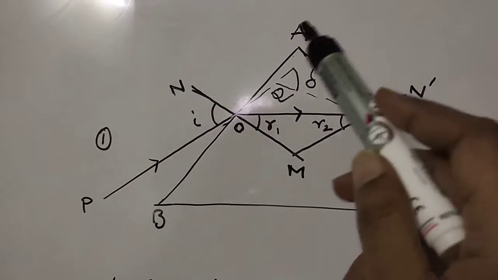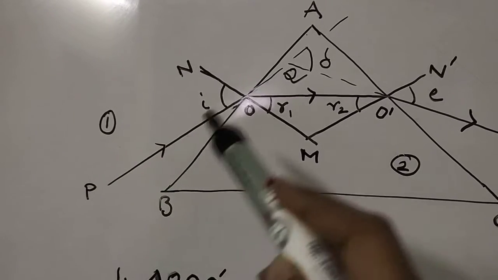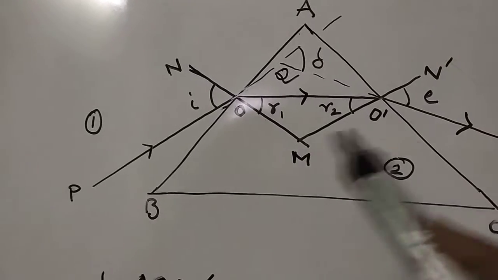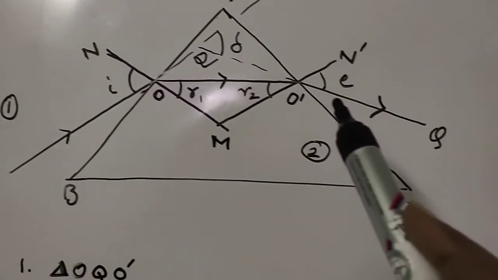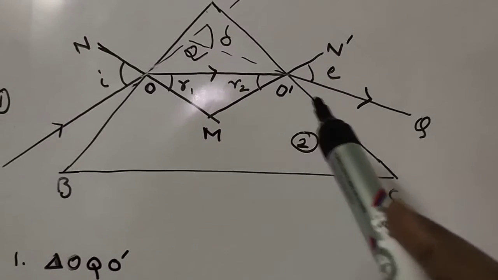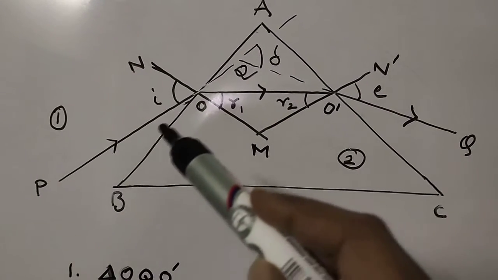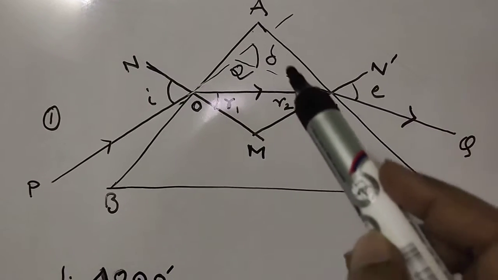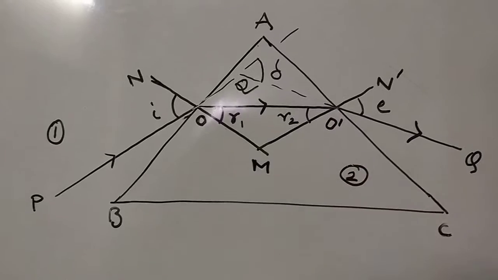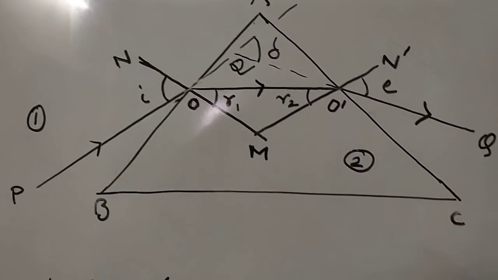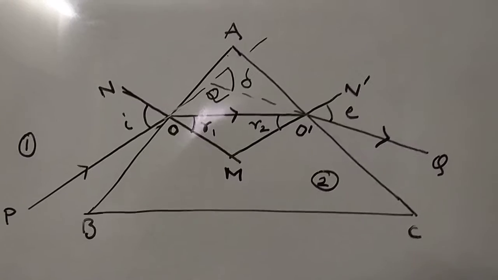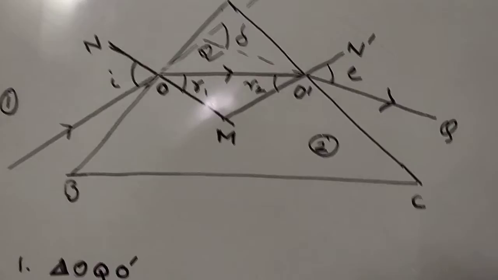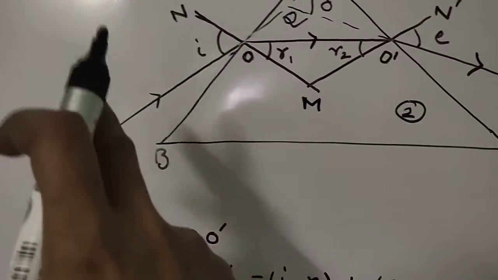Now you see, if the prism is absent, then this ray PO moves straight, but due to the presence of the prism, this ray PO comes out along this direction, that is O dash Q. If you extend this and extend this, you will see that these two make an angle delta, and delta is nothing but the angle of deviation. Okay, have you understood? I think it's very simple. We are considering this one is air, this one is glass, and this one is air again. So 1, 2, 1.